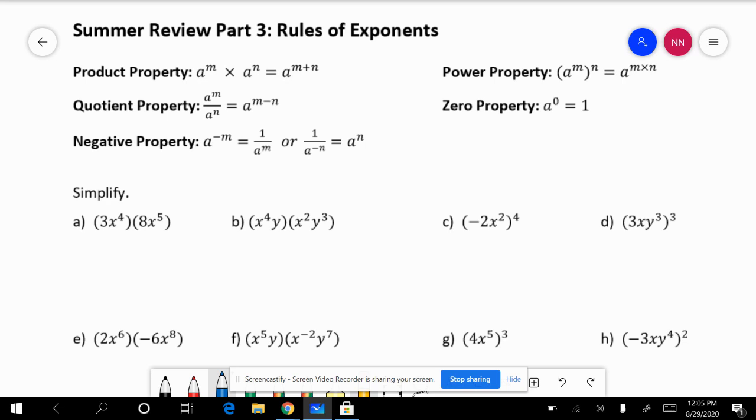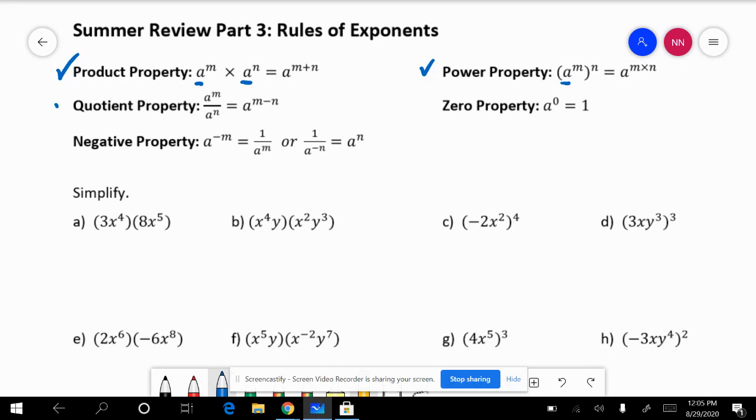We're going to be looking at the rules of exponents. The first rule is the product property. Product property states that when we multiply terms that have a common base, we add the exponents. Then we have the power property. Power property states that when we raise an exponent to an exponent, we multiply them.